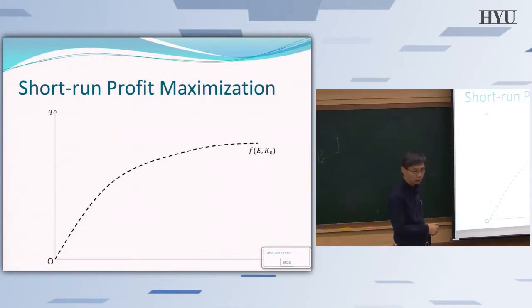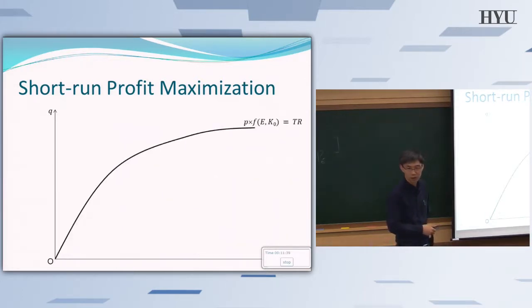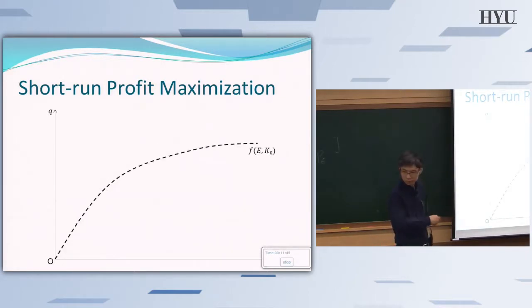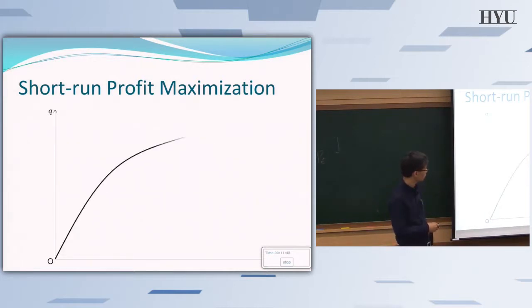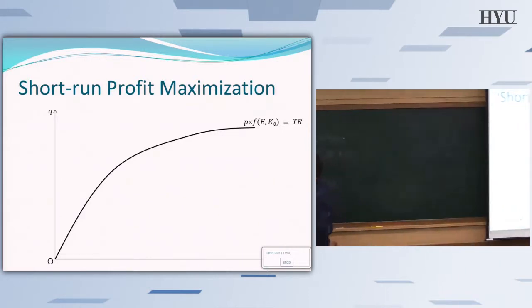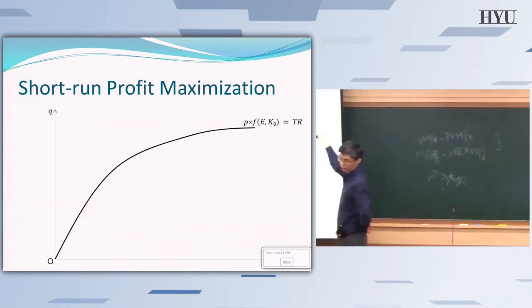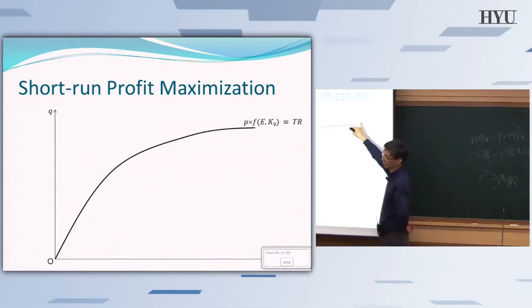So it's going to look something like this. It's just $10 times this point, so it basically has the same shape. So this is the total revenue, P times Q. This is how much they can get by selling their products in the market.